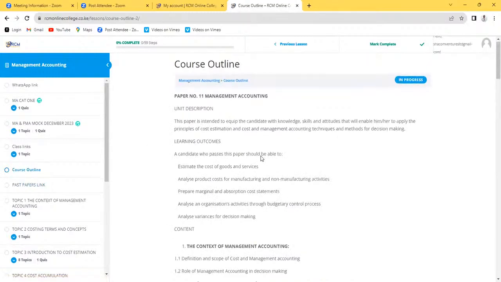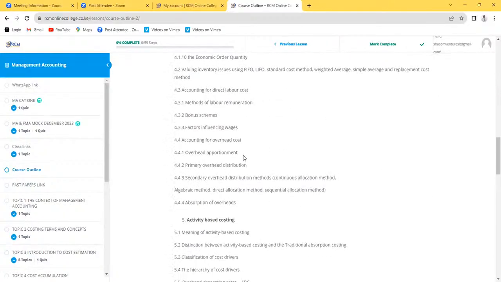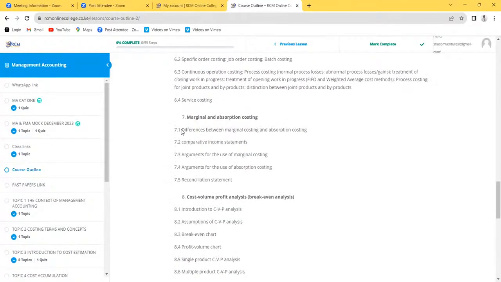If you look at our cost outline in topic number 7, look at what the examiner wants you to know. In topic number 7.1, you should be able to understand the differences between marginal and absorption costing, which we've done. Comparative income statements, which we are going to prepare, but we've compared the differences and the components within the comparative income statement as we do a practical question.